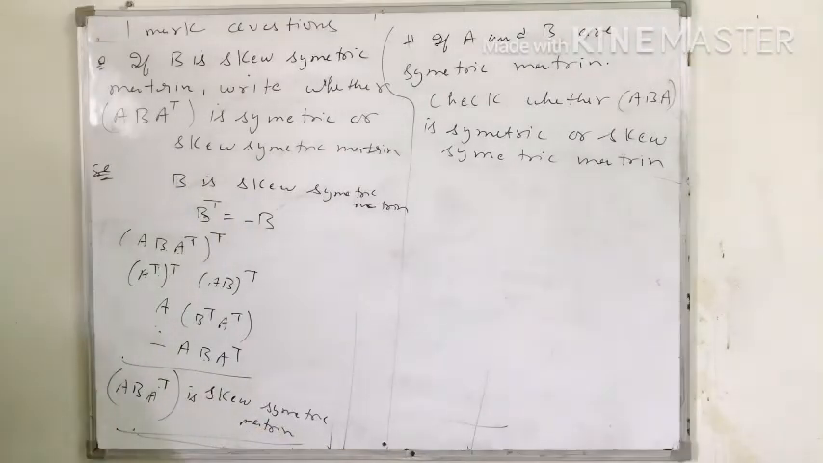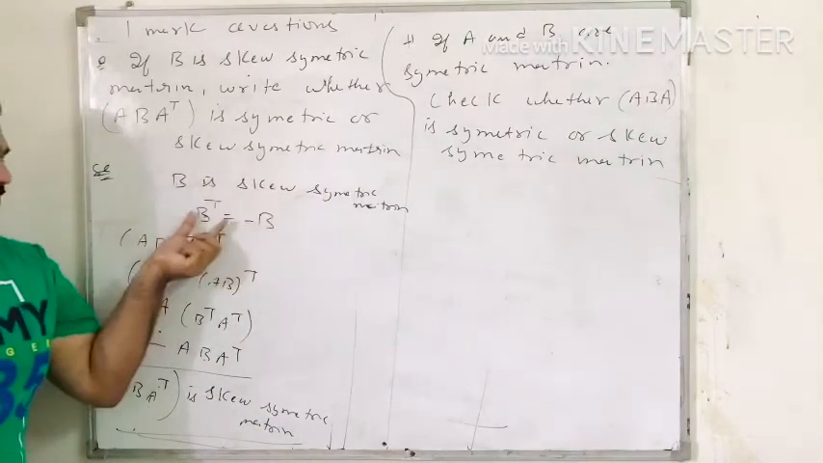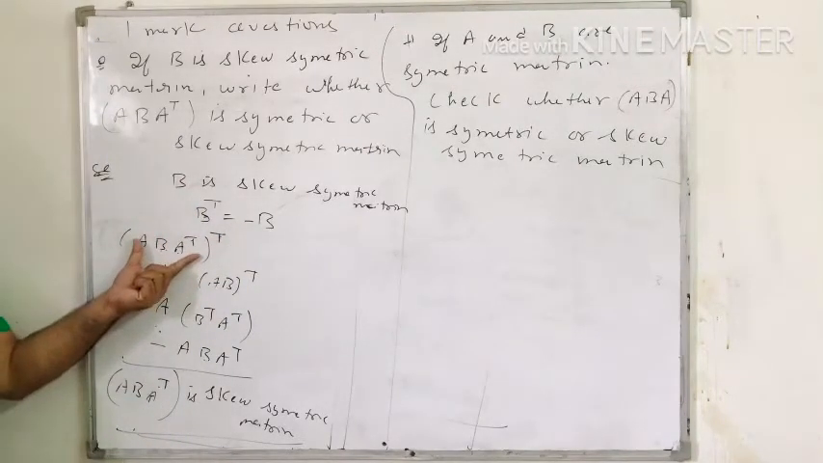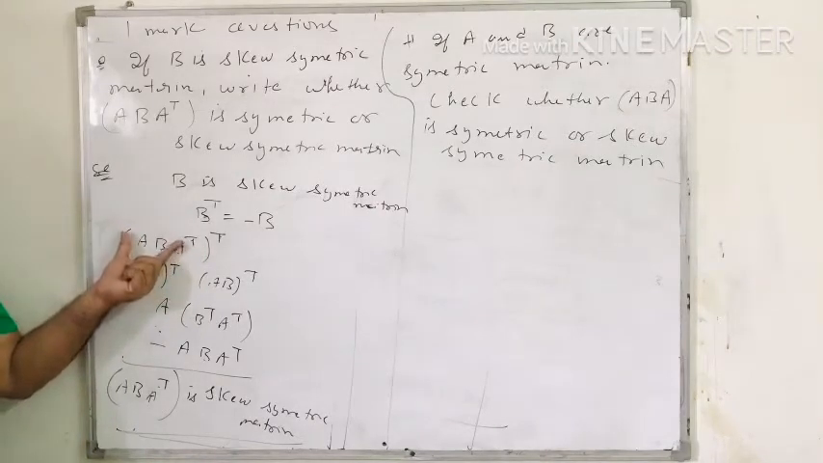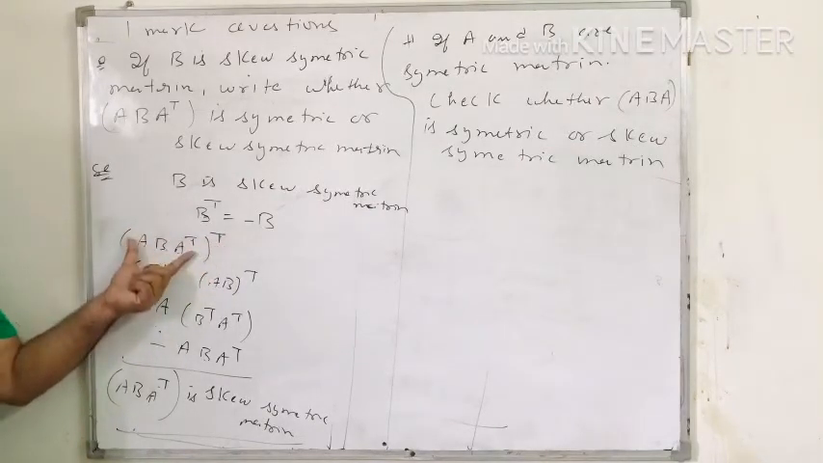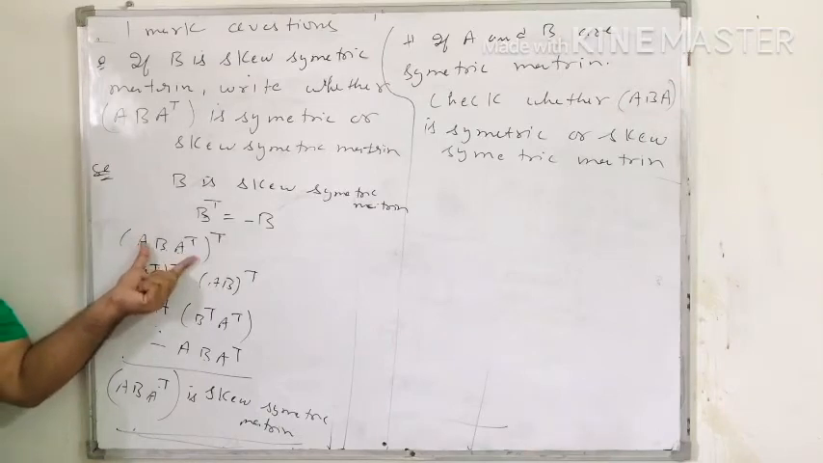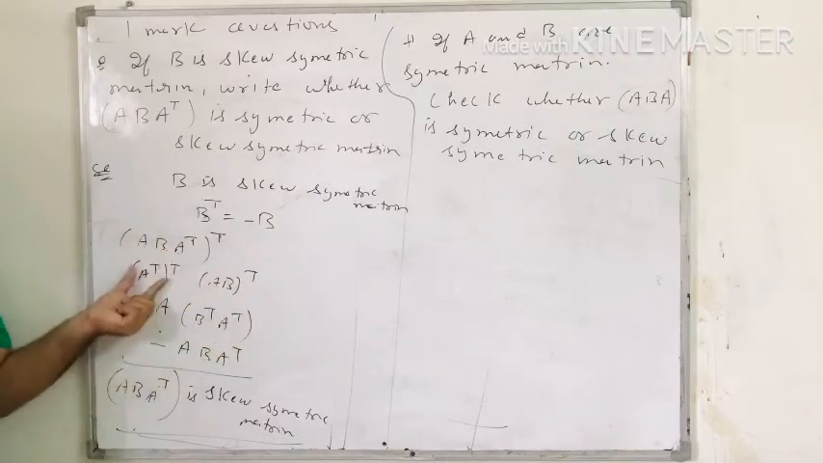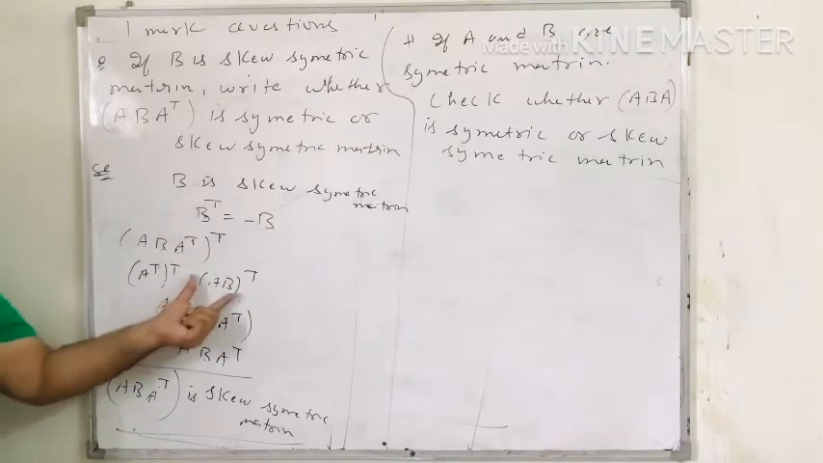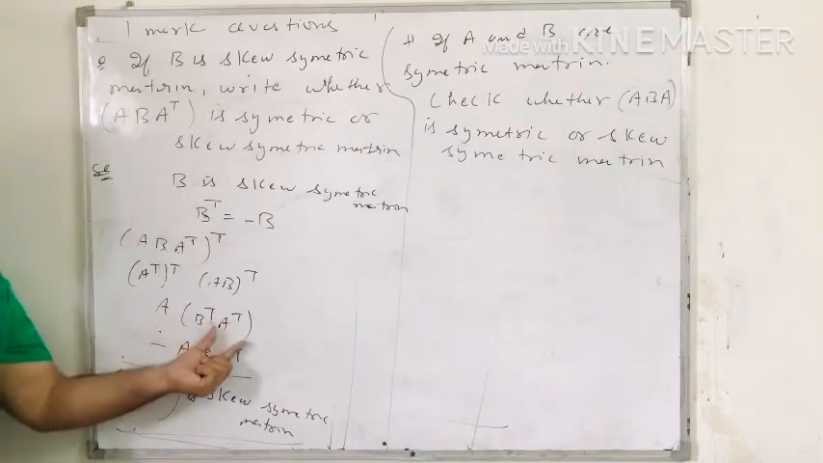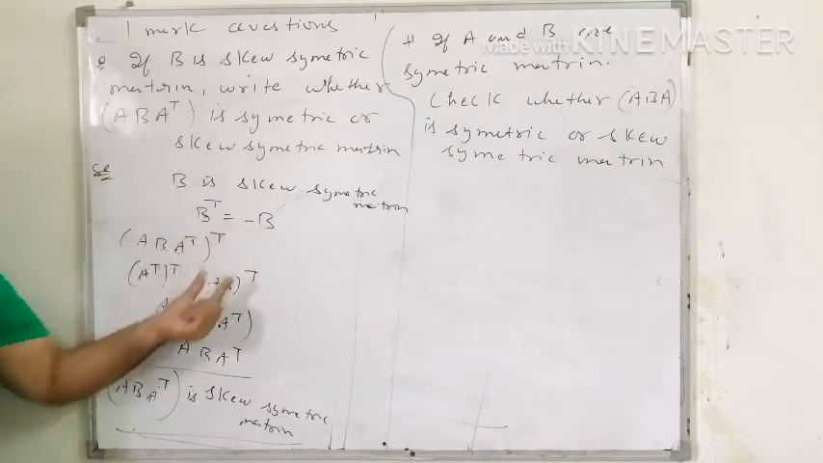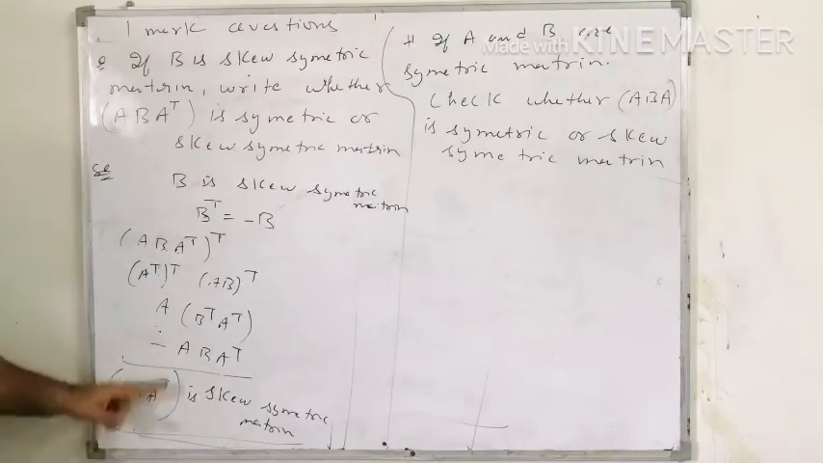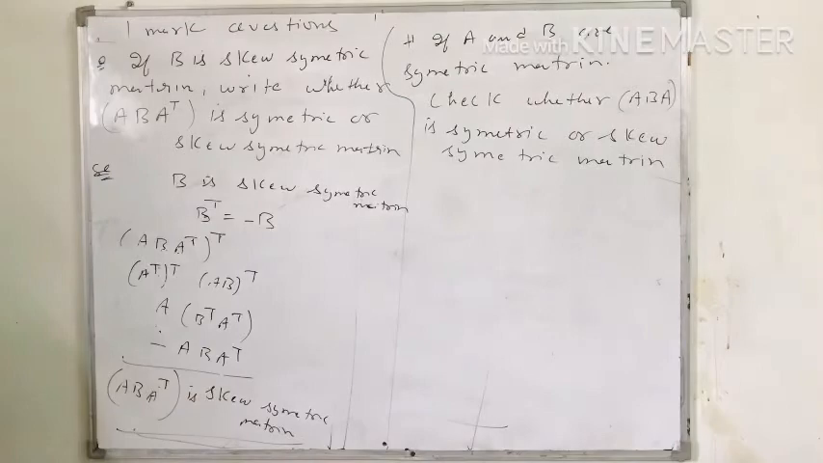I repeat, B is a skew symmetric matrix, means B transpose equals minus B. Now we have to check whether this is skew symmetric or symmetric. So we find the transpose of this whole equation. We split this equation into two parts: A transpose into transpose and AB into transpose. A transpose upon transpose is always equal to A. Now what is the formula of AB transpose? B transpose A transpose. But we know the value of B transpose is minus B. So the value of this becomes minus A transpose. So the sign is minus. So this becomes skew symmetric matrix.